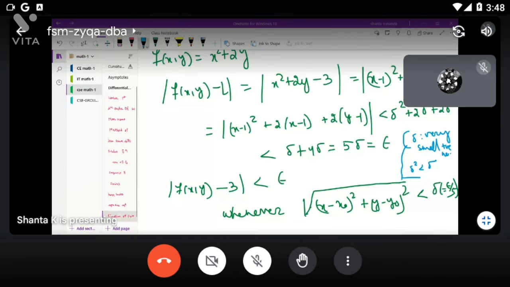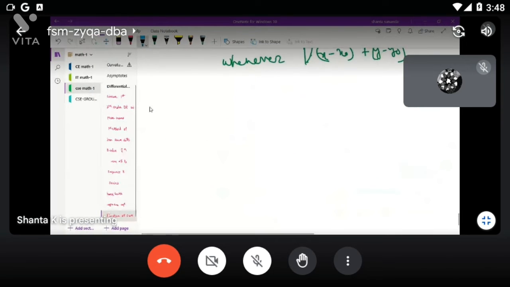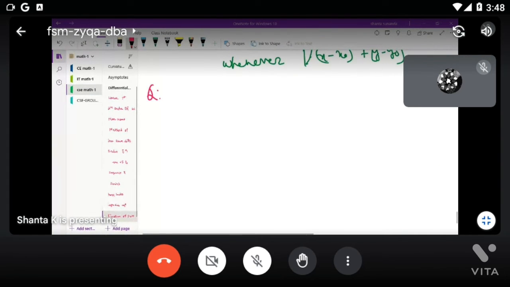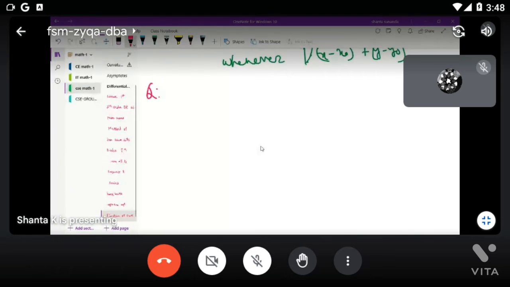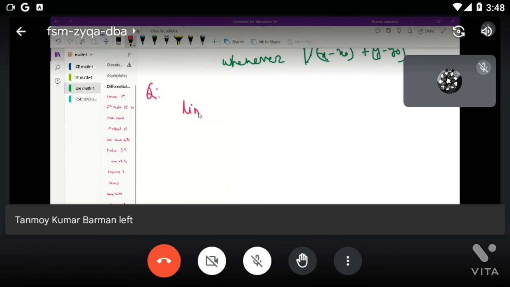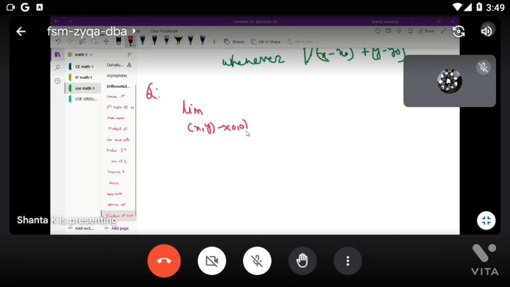So here, one more you can try with this delta epsilon approach. Limit (x,y) approaching (0,0).